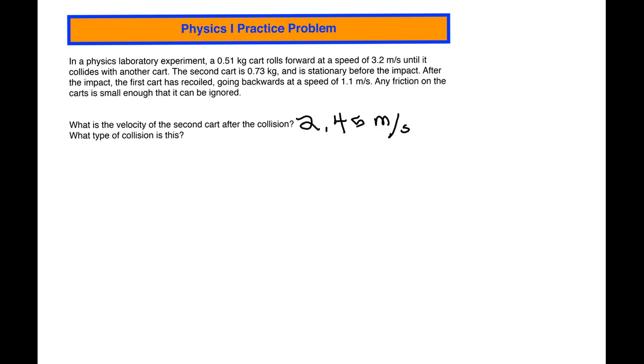Now let's consider that second question. What type of collision is this? There are 3 types of collisions: perfectly inelastic, partially inelastic, and elastic. Let's talk about each one in turn.